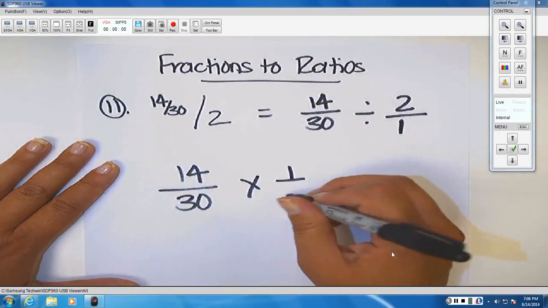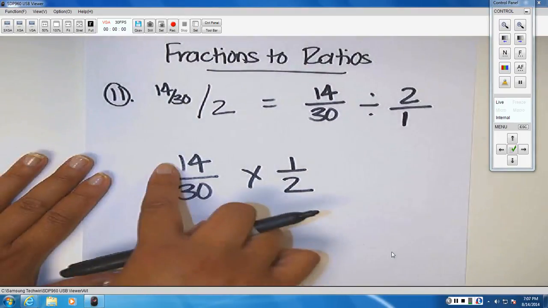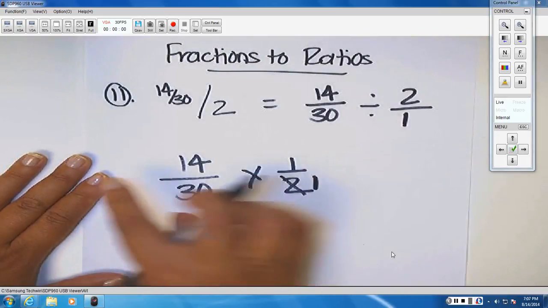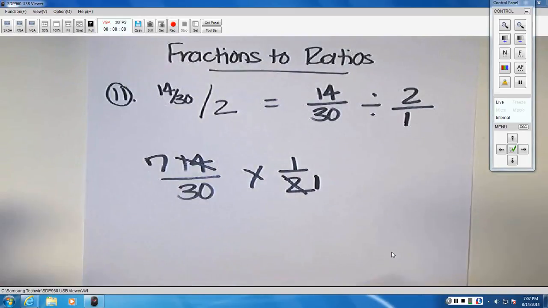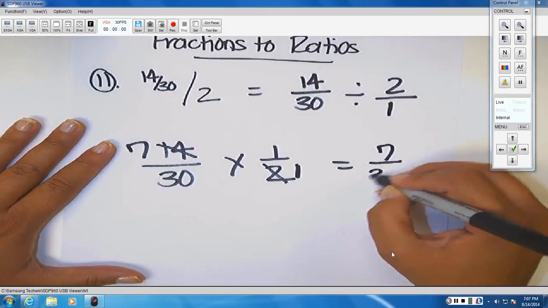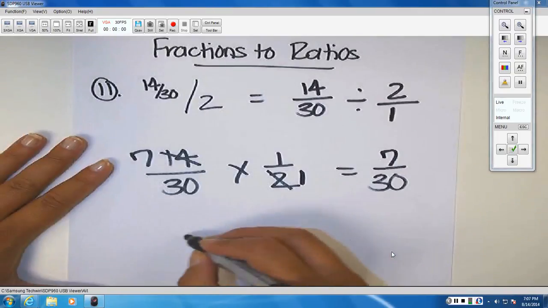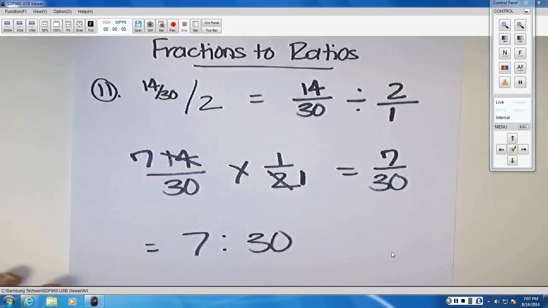Okay, I'll eventually get caught up with you. Now I can reduce. I know that I can reduce my 14 and my 2. 2 will go into 2 one time. 2 will go into 14 7 times. And now I'll multiply straight across the board. So this equals 7/30. I can't reduce that any further, so I'm left with that simple fraction that now I can simply put into a ratio form. My 7 becomes the first number, and my ratio is 7 to 30. So there's your final answer.